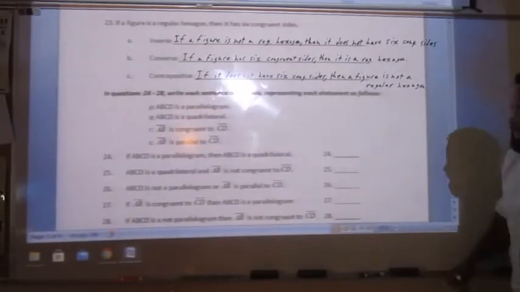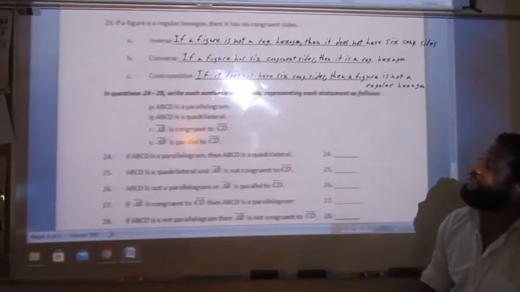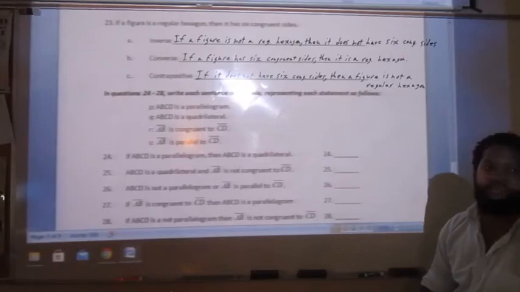Are we just writing each sentence with their symbols, representing each statement? Yeah, write each sentence with their symbols, okay? All right.